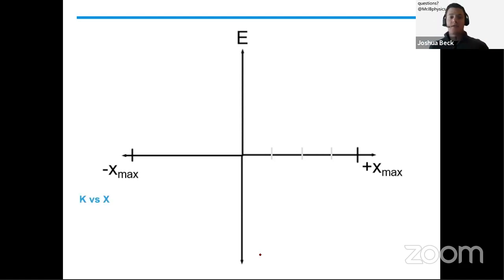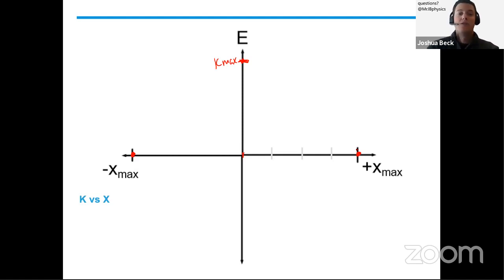Well, kinetic energy. First, let's talk about where its value is 0 and where its value is maximized. The kinetic energy will be maximized when it's moving the fastest. So that's going to be as it passes through that equilibrium point. So I'm actually going to label this right here. This is going to be K max. Now, when the velocity is 0, which will be at the ends, then the kinetic energy will be 0. So now I've got 3 points. I need to connect them.